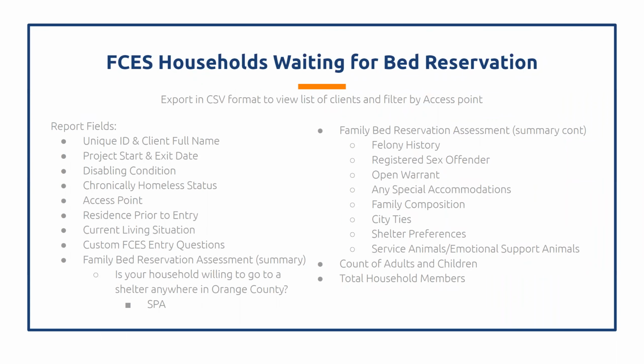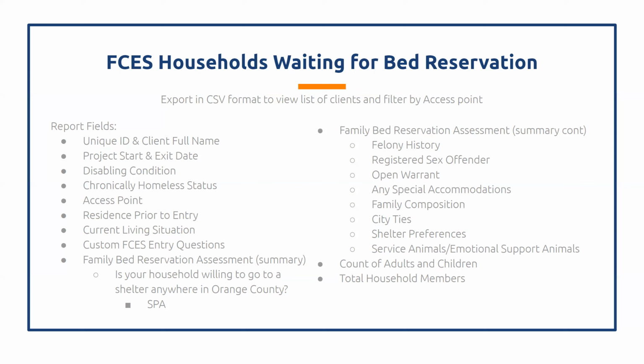And these are the fields that are going to be on the family CES report. So similar to the last report, we have the fields related to the client's profile. So their unique identifier, their client full name. We have different enrollment information, project start and exit dates for the enrollment for CES, as well as fields regarding their current living situation, their access point, and their residence prior to entry.